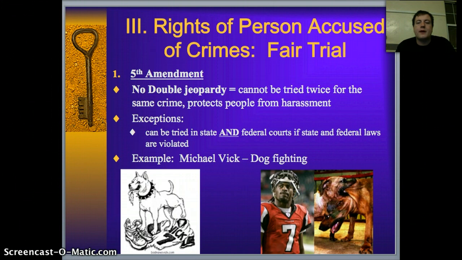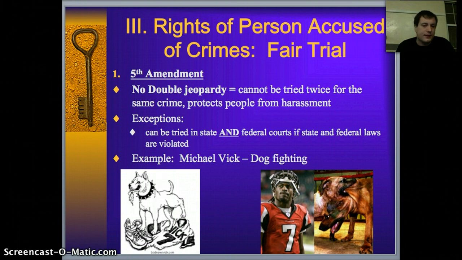Then we think of fair trial. In the Fifth Amendment, there's the part that says you are not subject to double jeopardy, meaning you cannot be tried twice for the same crime. It protects people from harassment. The government can't just try you over and over for the same crime because the jury the first or second time didn't like it. However, there are exceptions. You can be tried in state and federal courts if state and federal laws are violated.